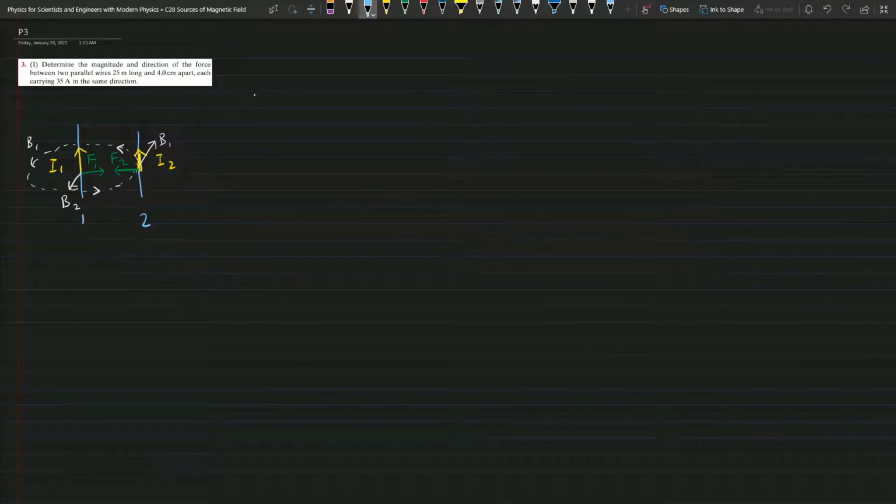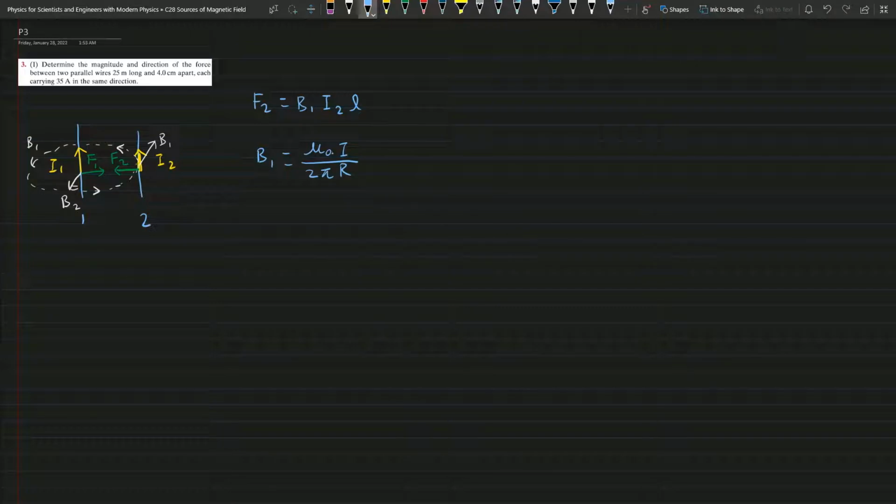Now let's consider the force F2. The force F2 is actually due to B1, so F2 involves B1, and the current is I2, and the length is the same for both wires. Now we know B1 equals mu naught I over 2 pi r. This r is the separation distance, and this I is I1 because I1 produces this B1. We substitute this inside.